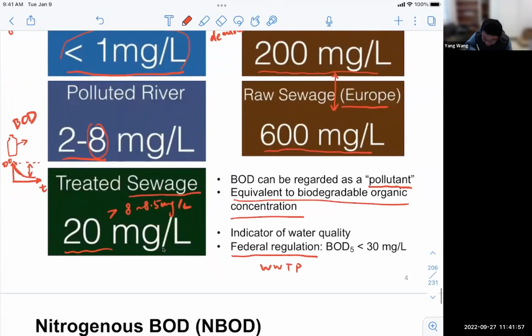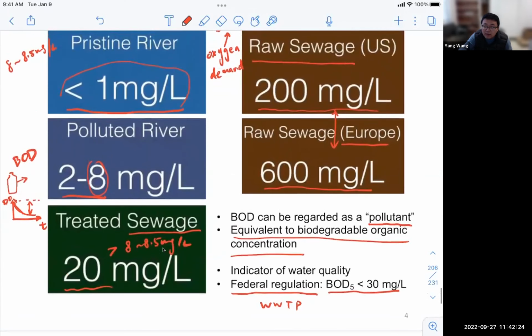This is for abbreviation, wastewater treatment plant. So for their effluent, their BOD5 has to be lower than 30 milligram per liter, okay? So basically, if the BOD5 for the effluent of the wastewater treatment plant is higher than this value, then the plant has to be under either a fine or there has to be some processes to get rid of this problem, okay?